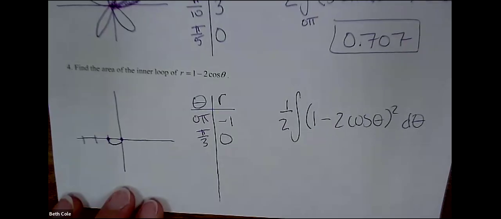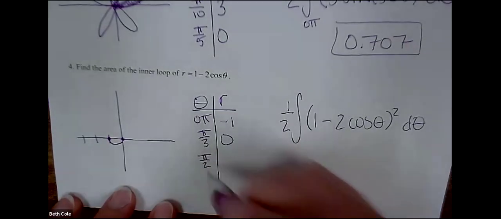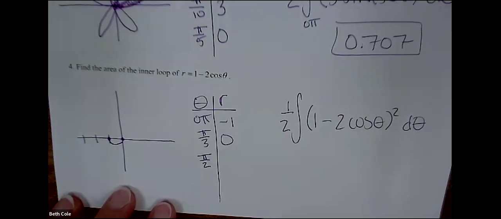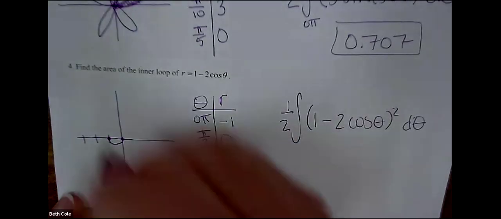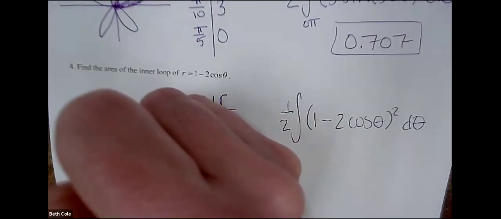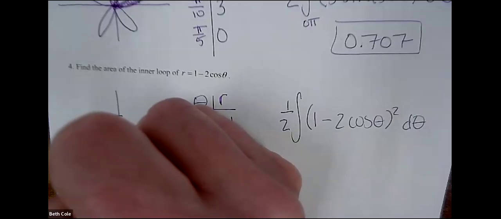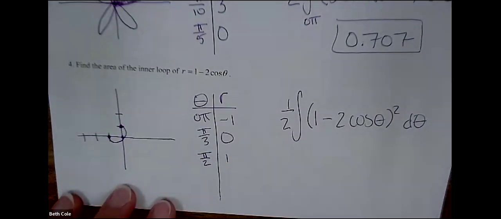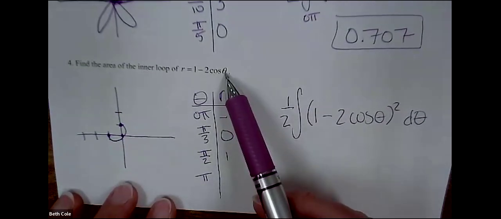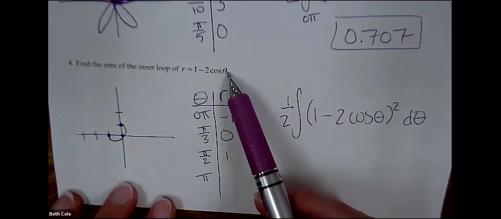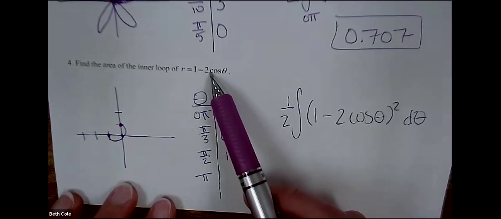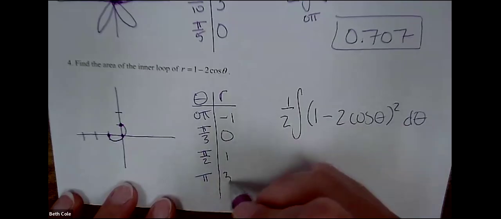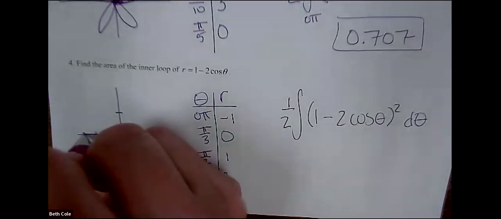I'm going to keep going so you can get the whole picture for this one. Next, I'm going to do pi over 2. So we're at the top of our unit circle. Cosine of pi over 2 is 0, 1 minus 0 is 1. So now we're up here. And we only need to go a little bit further. Let's do pi next. Cosine of pi is -1, so the negatives are going to cancel, and you get 1 plus 2, which is 3. So now we're all the way over here.